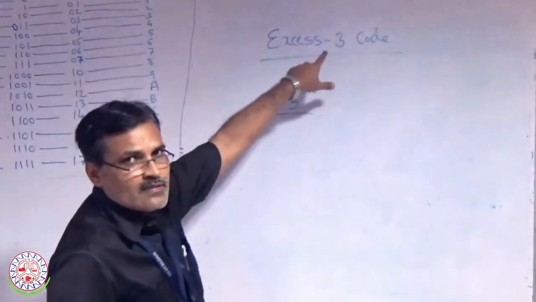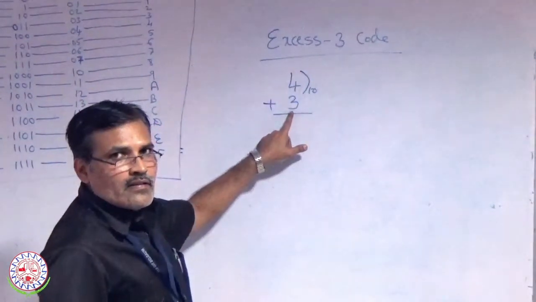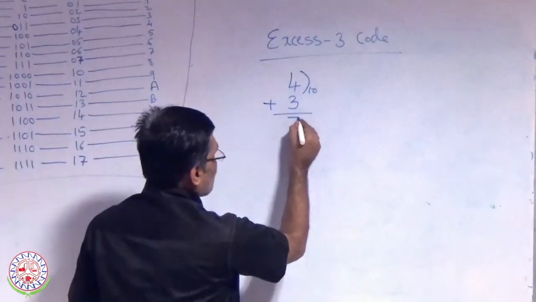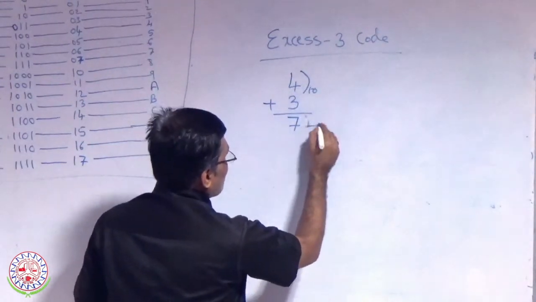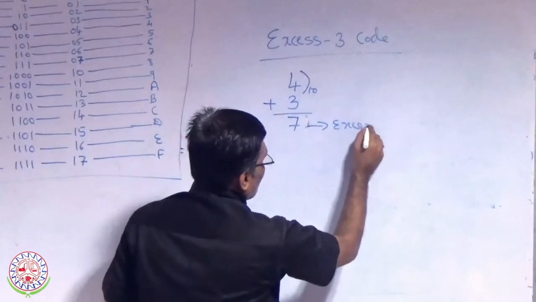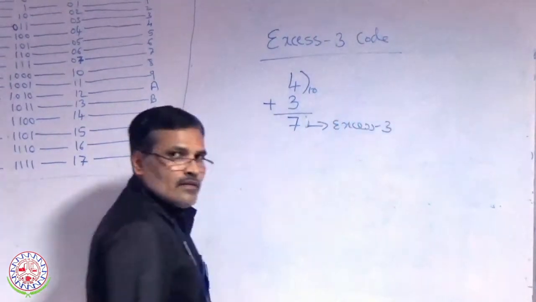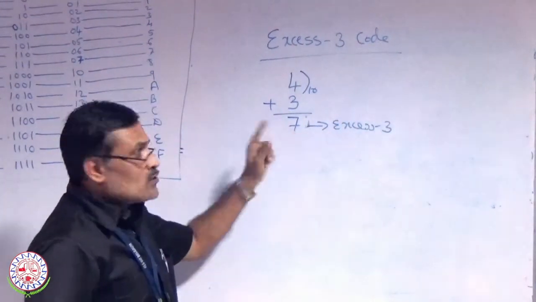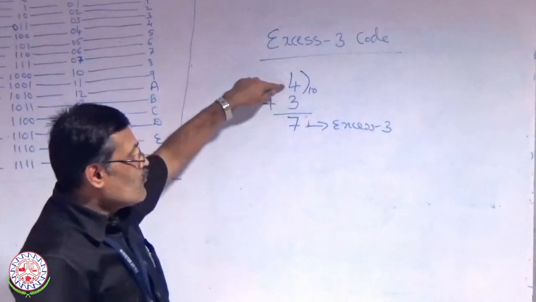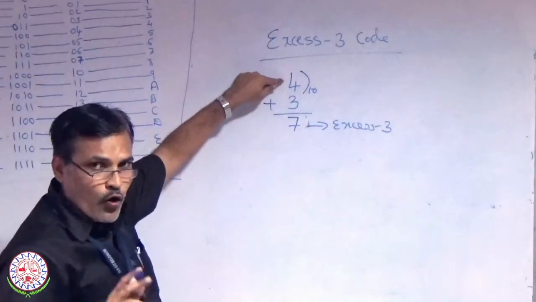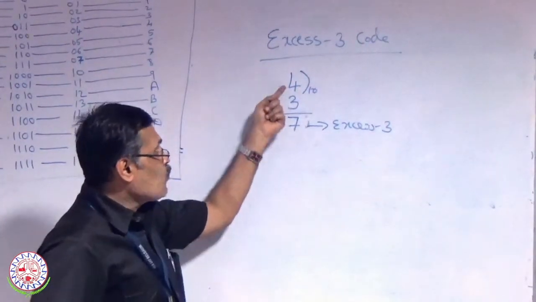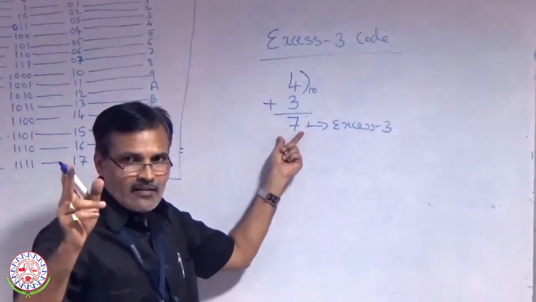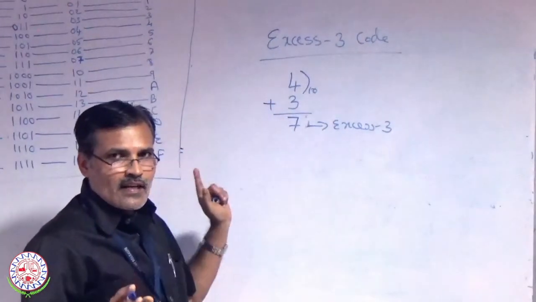Because it is Excess 3, I need to add 3. So just add it, and you get 7. This is our Excess 3 code, the Excess 3 number. In the decimal number system we call this number 4, but in Excess 3 code format, this 4 is nothing but 7. This is how it is Excess 3.